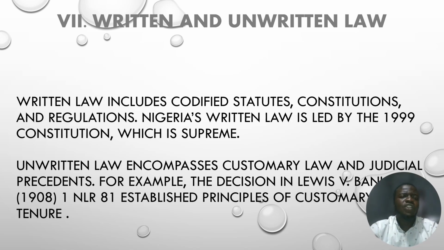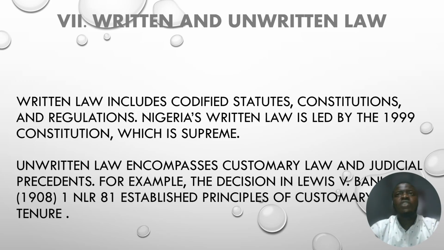So another classification of law is written and unwritten law. Laws that are written and laws that are not written. Okay. So written law includes codified statutes, constitution, something that is written in codified form, and regulation. Nigeria's written law is laid by the 1999 Constitution, which is supreme. This is one example of written law. Then unwritten law encompasses customary law and judicial precedent. For example, the decision of Lewis versus this.